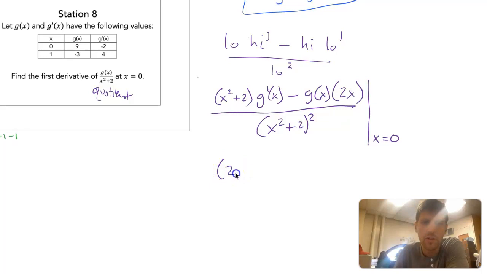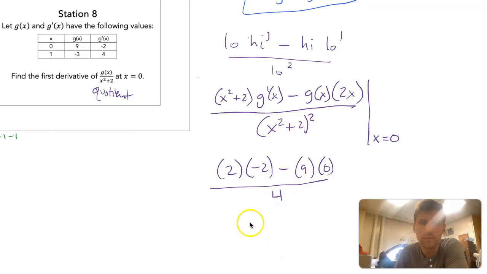I get 0 plus 2, which is 0. What's g prime of 0? Oh, that's -2, okay. What's g of 0? So that's right here. I think that's 9. 2 times 0 is 0, all over 0 squared plus 2 is 2 squared, so that's 4.